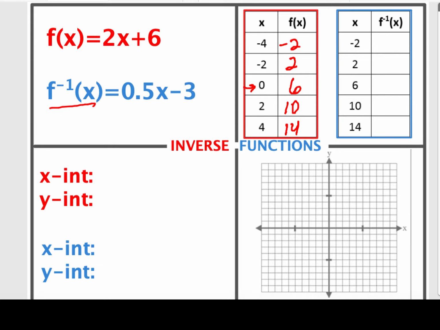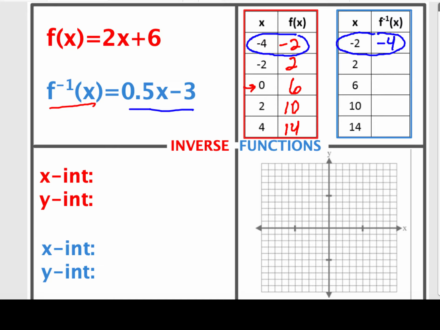Now, let's go to the inverse function over here. 1/2 times x minus 3. So negative 2 times 1/2 is negative 1, minus 3 would be negative 4. And notice what happened. When we plugged negative 4 into f of x, we got back negative 2. But when we plugged negative 2 into f inverse of x, we got back negative 4. Basically, our x values and our y values switched places.